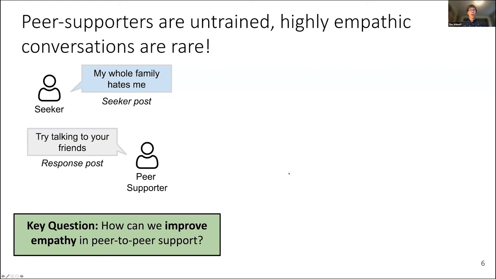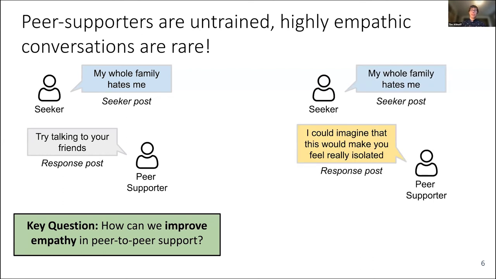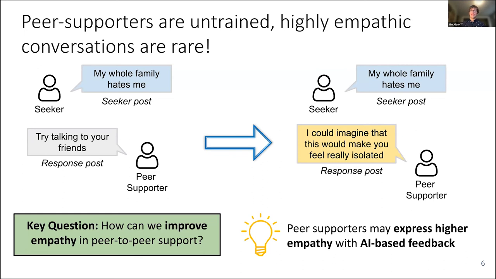So across this talk, we want to ask the key question: how can we better understand and improve empathy in this peer support setting? And how could we turn more of these conversations online into more empathic ones? Because we have lots of reasons to believe that that actually would make those platforms more productive and effective. And the key hypothesis underlying everything I'm going to talk about today is that peer supporters may express higher empathy if they get some kind of feedback, which could be AI-based, and I'll show you a reinforcement learning-based system at the end of the talk that we just evaluated in a randomized trial.